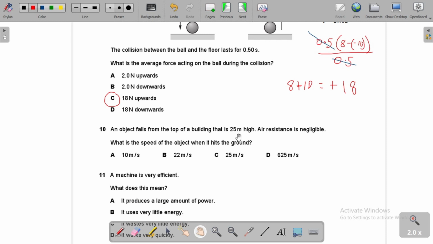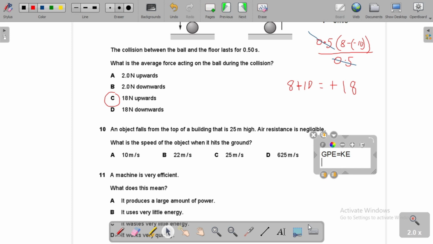An object falls from the top of a building that is 25 meters high. Air resistance is negligible. What is the speed of the object when it hits the ground? We have to calculate the speed of the object when it hits the ground. You need to know that the object has kinetic energy because it is moving. And since it is falling from a height, it also has gravitational potential energy. Air resistance is negligible, so gravitational potential energy is equal to kinetic energy.